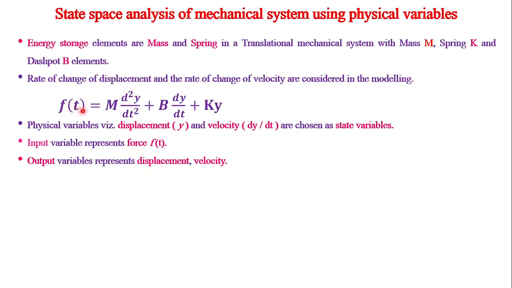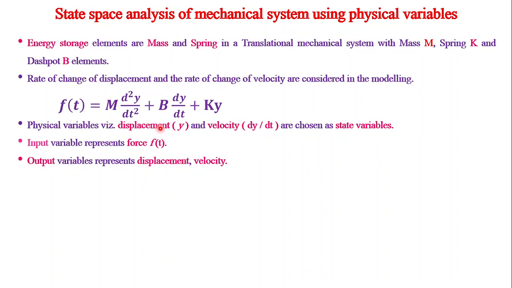Applied force F of t equal to m d square y by dt square plus b dy by dt plus k y, where y is the displacement, dy by dt is the velocity, and d square y by dt square is the acceleration, or the rate of change of velocity, and dy by dt is the rate of change of displacement. So these two are going to decide the state space modeling. That is what I said, rate of change of displacement and rate of change of velocity are considered in the modeling used for obtaining the state space model, right?